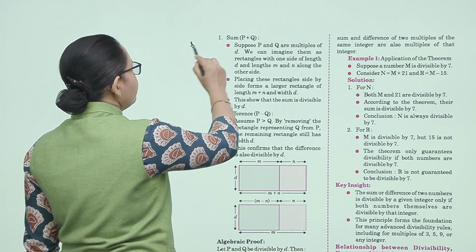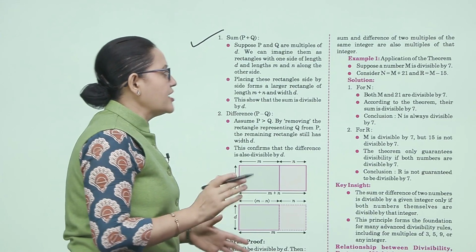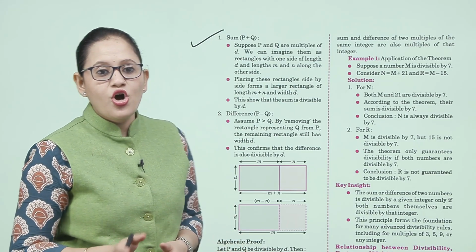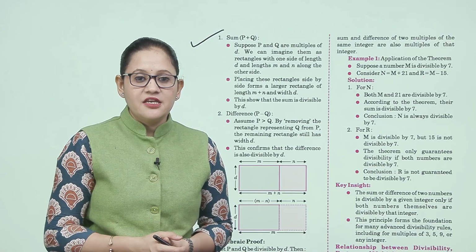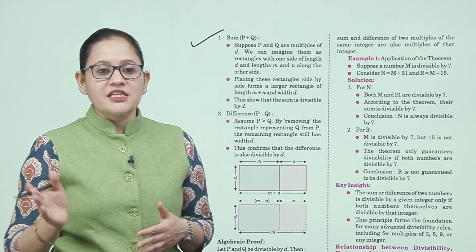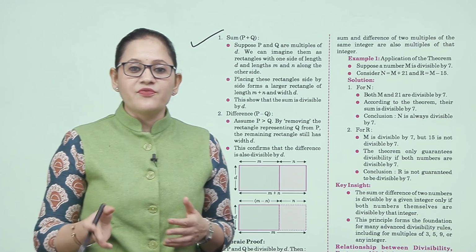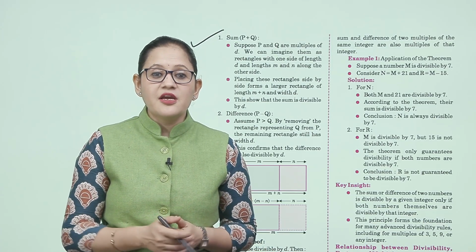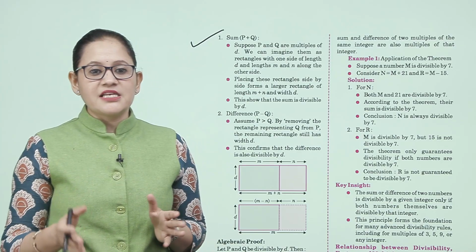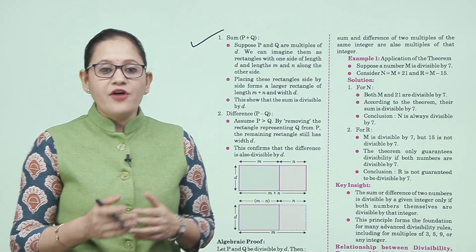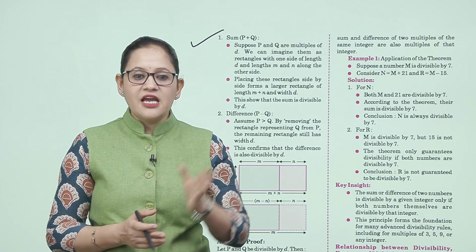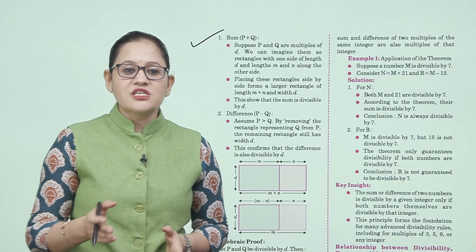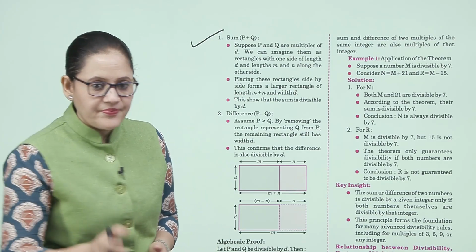Now, sum p plus q. Suppose p and q are multiples of d. So we can imagine a rectangle with one side of length d and length m and n along the other side. Placing these rectangles side by side forms a larger rectangle of length m plus n and width d. This shows the sum is divisible by d.